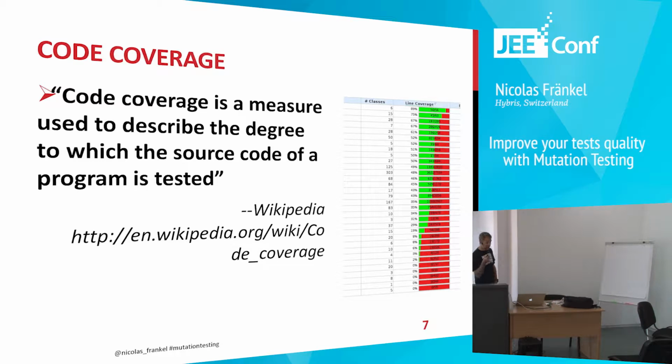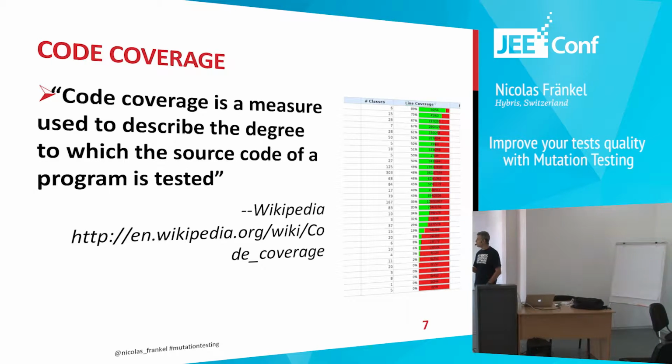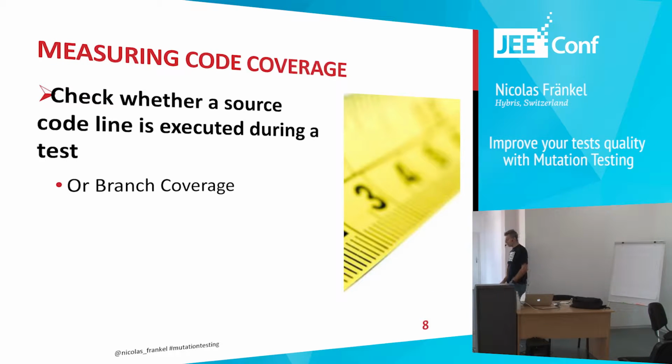Wikipedia describes code coverage as a measure used to describe the degree to which the source code of a program is tested. And that is crap. This is one of the few times when Wikipedia just tells you crap. Why? How do you measure code coverage? Basically, you create your unit test, and afterwards you execute the unit test, right? And then what happens? You check whether a source line is executed or not. This is line code coverage. You can do the same with branch code coverage.